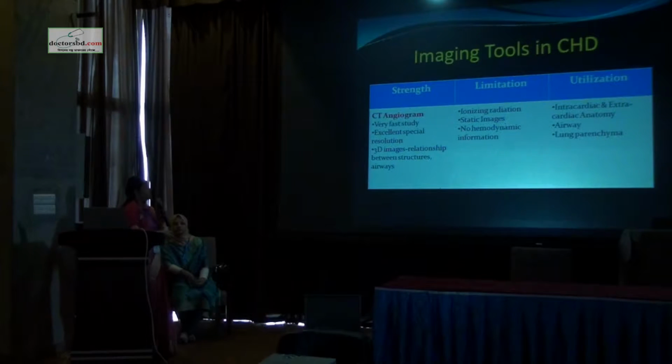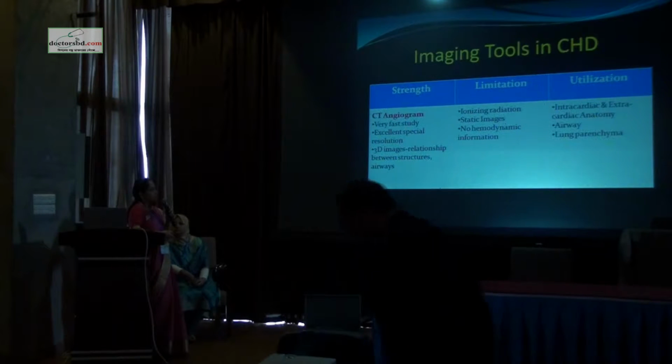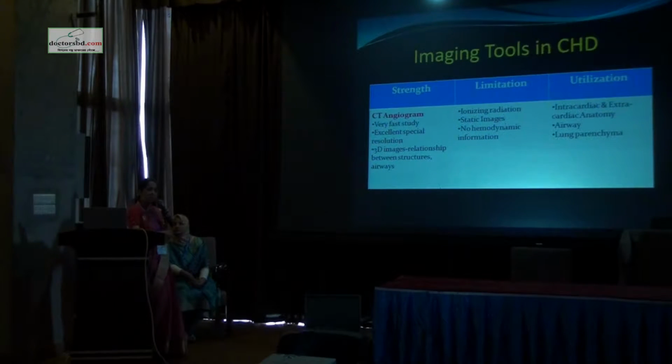CT angiogram is a very fast study. It gives excellent spatial resolution and 3D images, and intracardiac information, also extracardiac information like lung parenchyma and airways. But CT angiogram gives a lot of radiation, it provides a static image, and it does not provide any hemodynamic information.